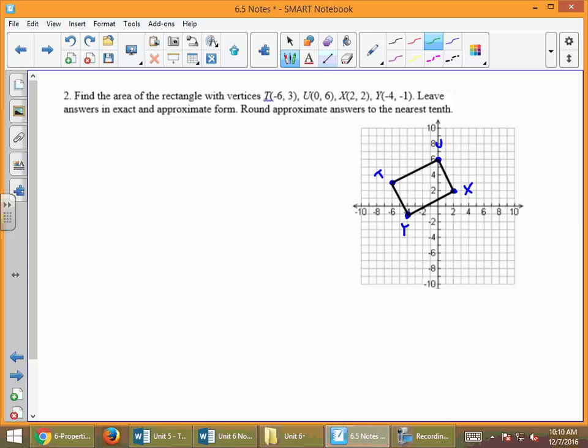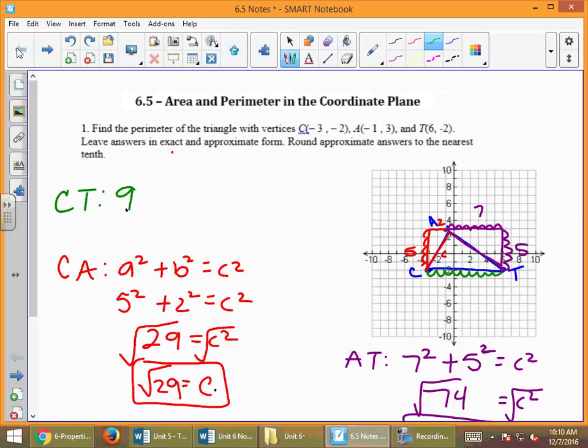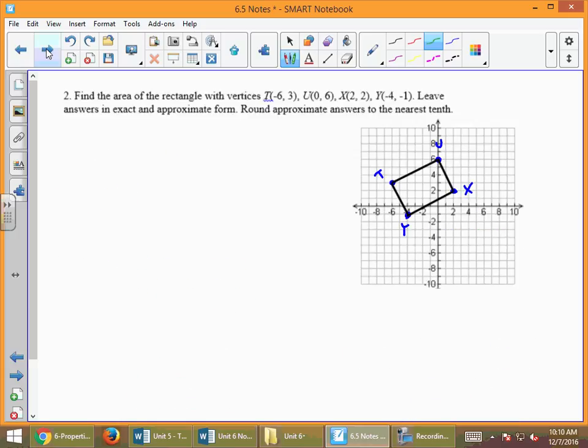But what's the problem with this? We can't count. Over here, we had CT, which was on a horizontal line. You can easily count that. But here, there's nothing on a horizontal or vertical line. So we cannot count. But I do need that base and that height. How do I find it? Our old friend, the Pythagorean theorem again.